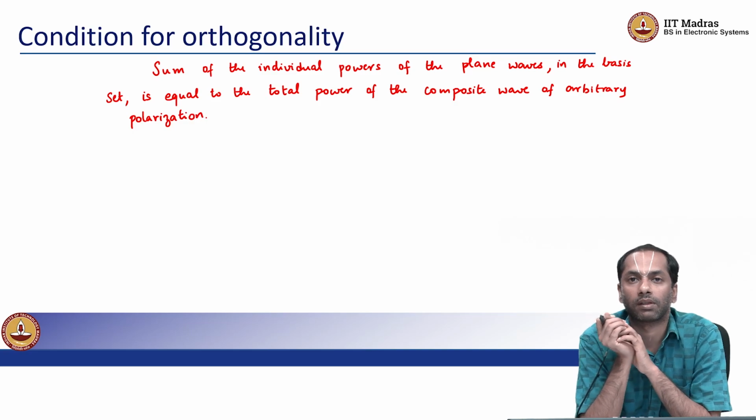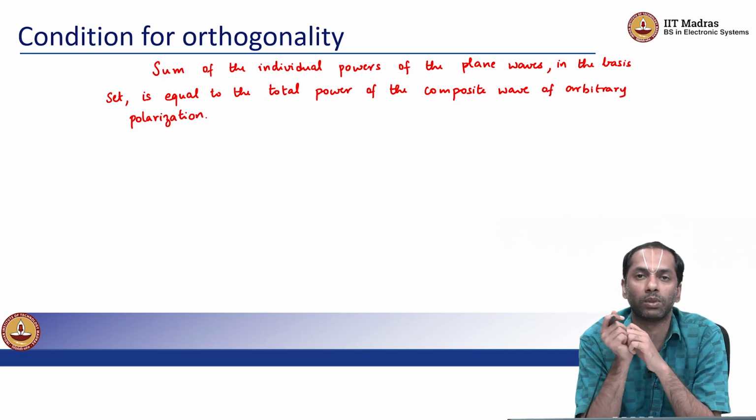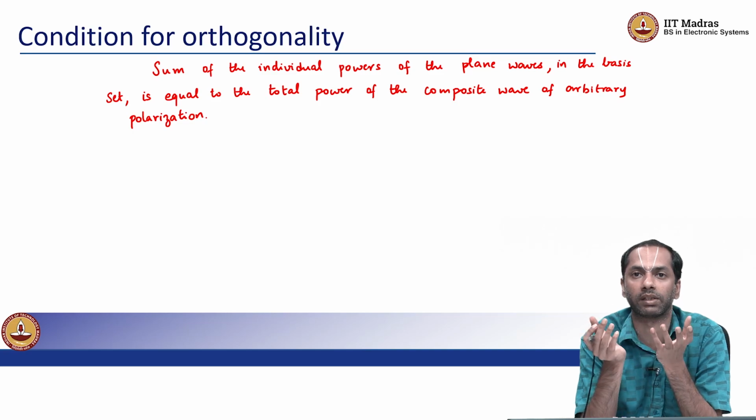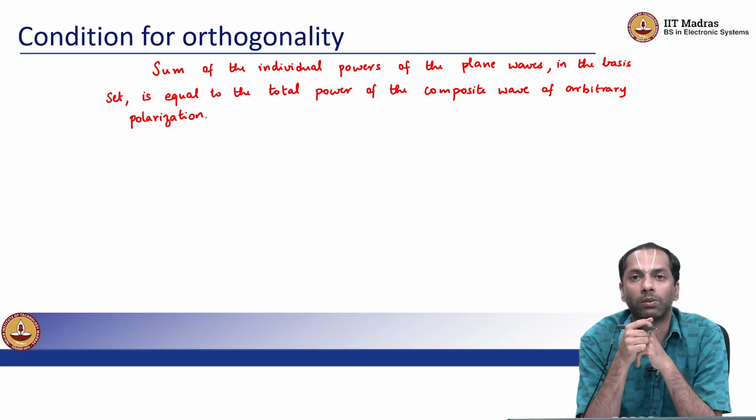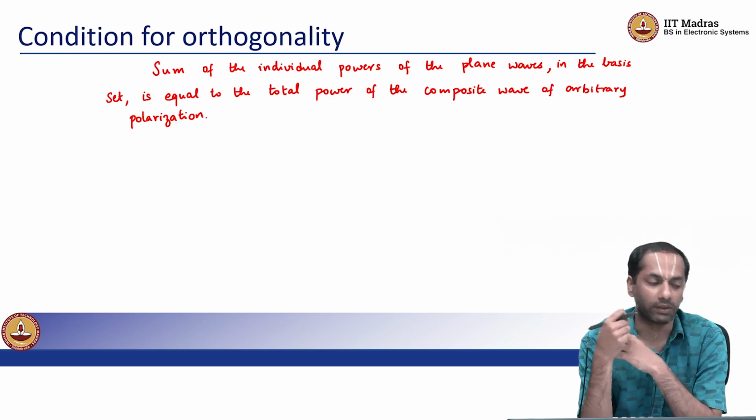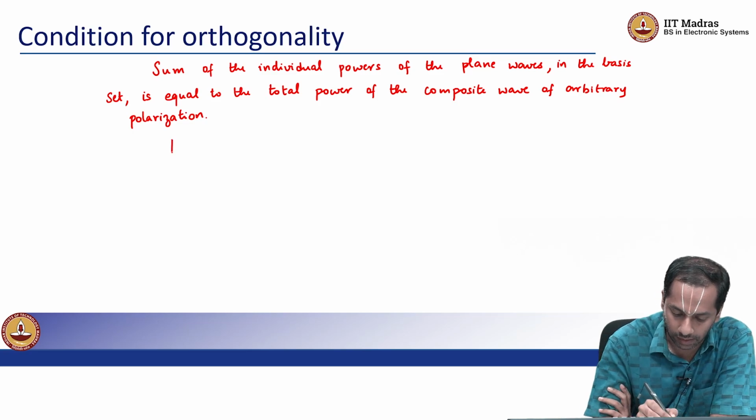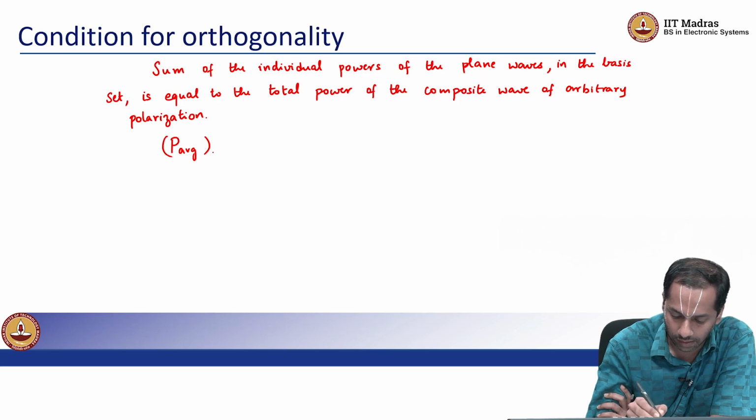So, in order to say that if you were to give me two plane waves, right, which have a certain polarization each, and if you ask me the question, can these two form a basis to represent any arbitrary polarization, the first question to ask is, will the sum of individual powers of these plane waves, when combined with any phase difference between the two, yield the total power of the composite wave, right. So, what does this require to happen?